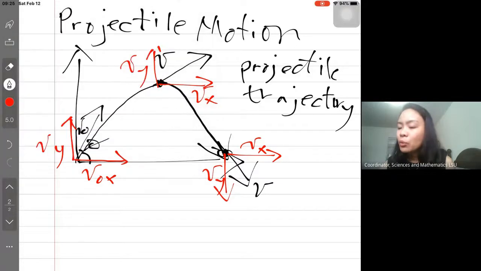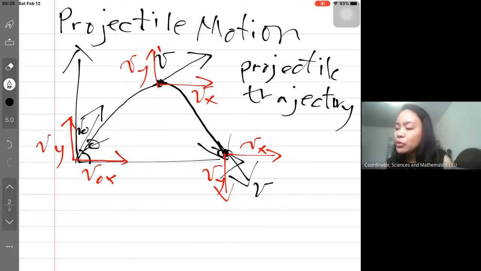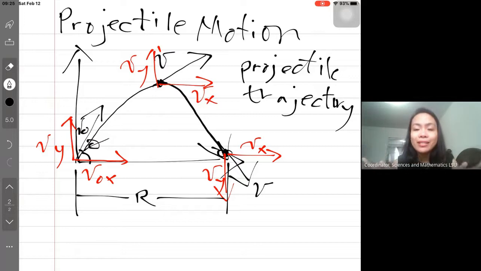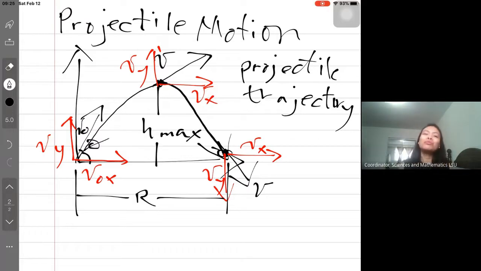With that, for our projectile, we also have the range. The range is the distance from where our projectile has been launched to its final destination. And of course, if we have the range, we also have the maximum height, the highest point that our projectile reaches.